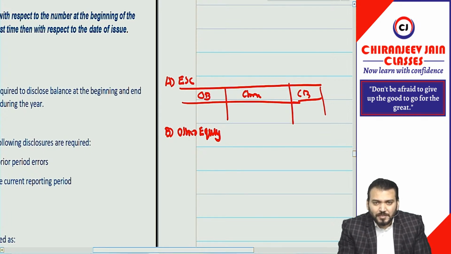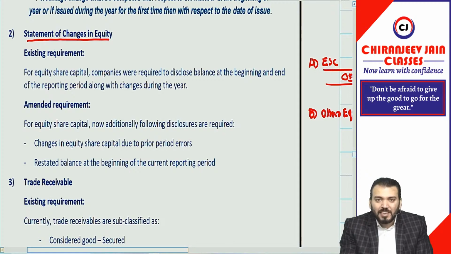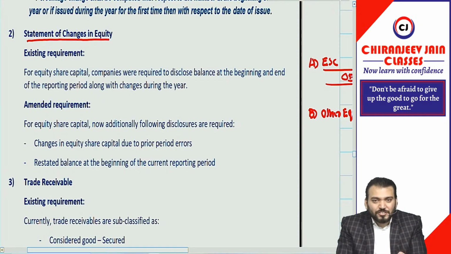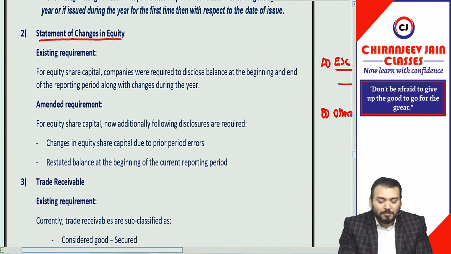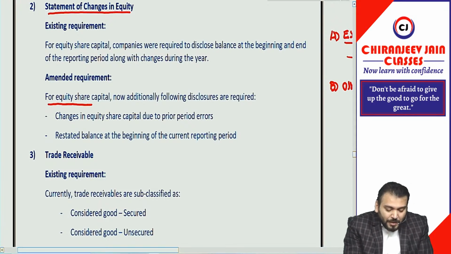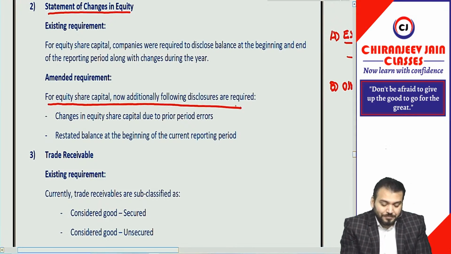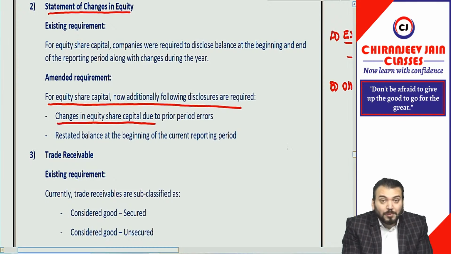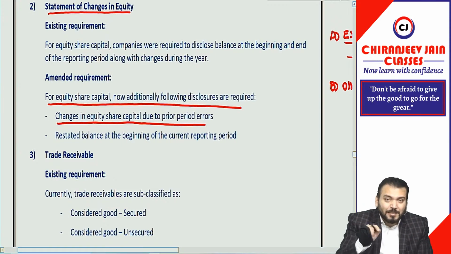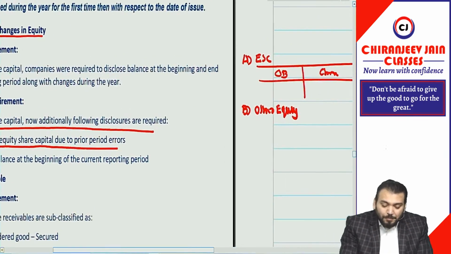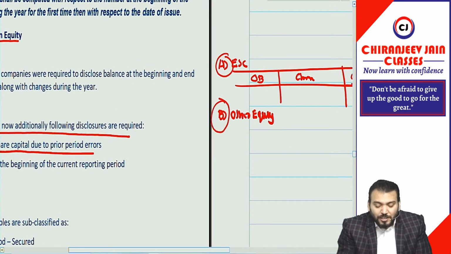Only this much. Correct? But as per the requirement of Ind AS 8, any changes due to restatement of an item in the financial statements due to correction of error need to also be stated. Because of that, some amendments were required. So now, for equity share capital, the following disclosures are additionally required: changes in equity share capital due to prior period error. Due to a prior period error, a retrospective restatement is required. That was not given in point A. It was given in point B, but not in point A.